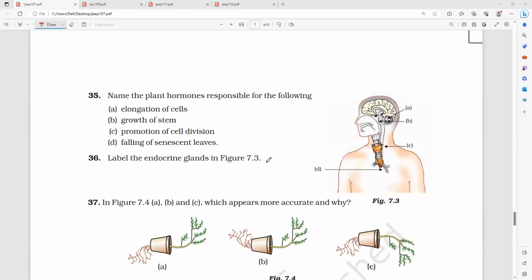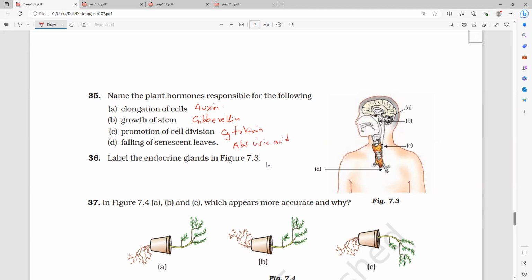Next, name the plant hormone responsible for the following. Elongation of cells: auxins. Growth of a stem: gibberellin. Promotion of cell division: cytokinin. And falling of senescent leaves: abscisic acid. Abscisic acid.